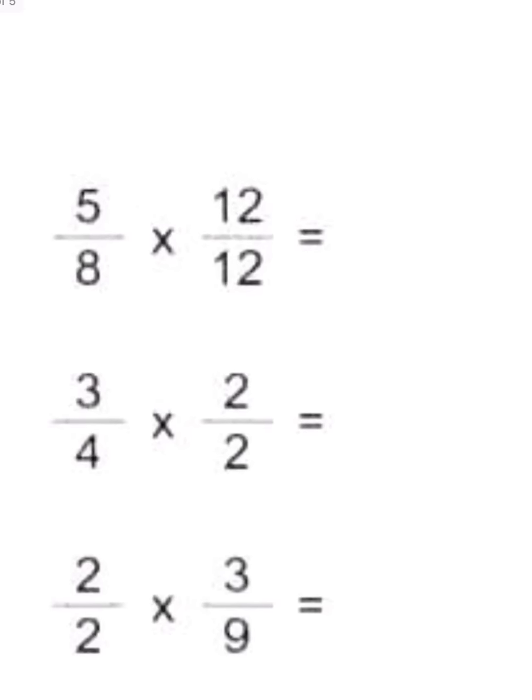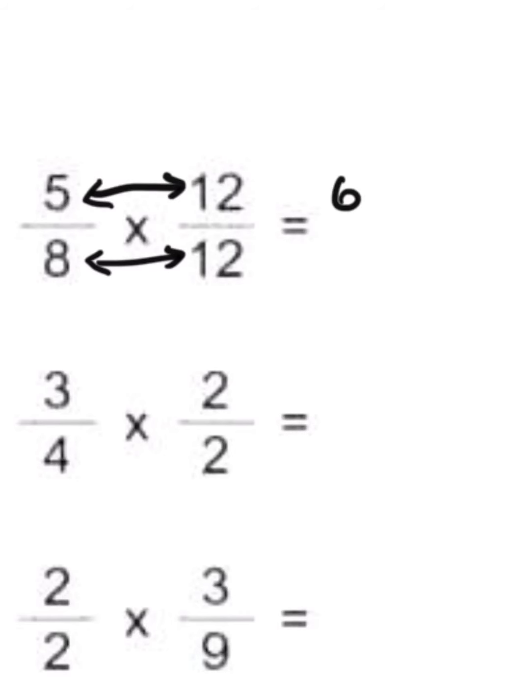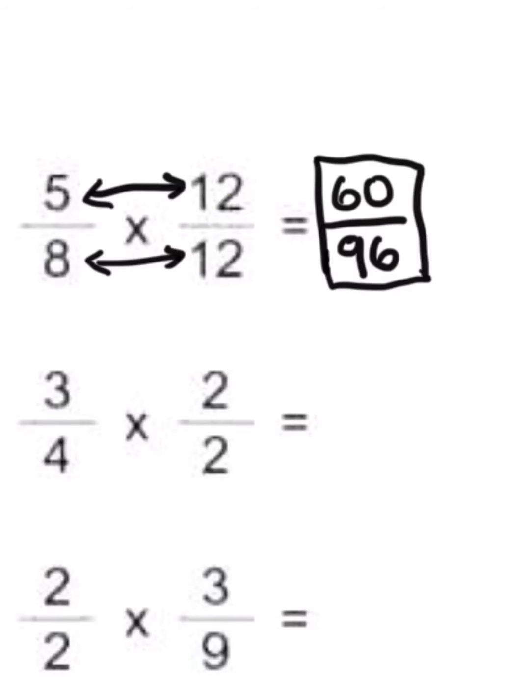Now the third problem asks you to multiply 5 over 8 and 12 over 12. So in this case, you would do the same thing as before and multiply the 5 with the 12 and the 8 with the 12. And when you multiply 5 times 12, you would get 60. And when you multiply 8 times 12, you would get 96. And that would be your answer, 60 over 96.